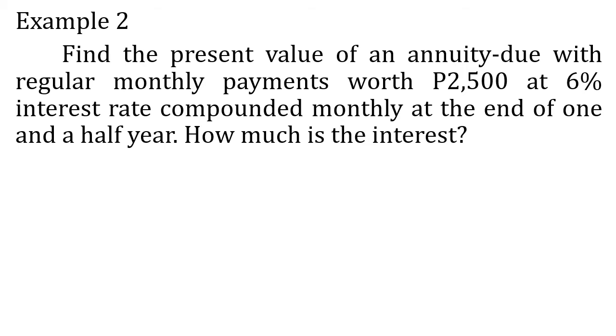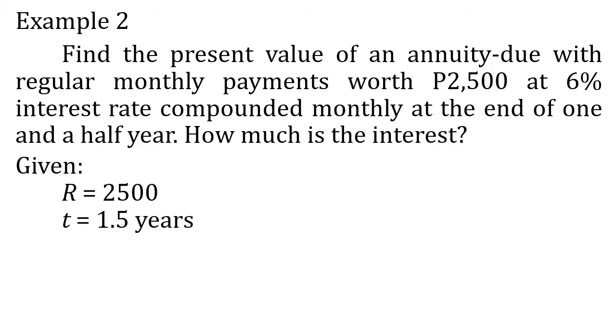Example 2, find the present value of an annuity due with regular monthly payments worth 2,500 pesos at 6% interest rate compounded monthly at the end of 1.5 years. How much is the interest? So the given R is 2,500, T is 1.5 years, 6% or 0.06 is the nominal interest rate, and M is 12. So we are going to solve for the present value.